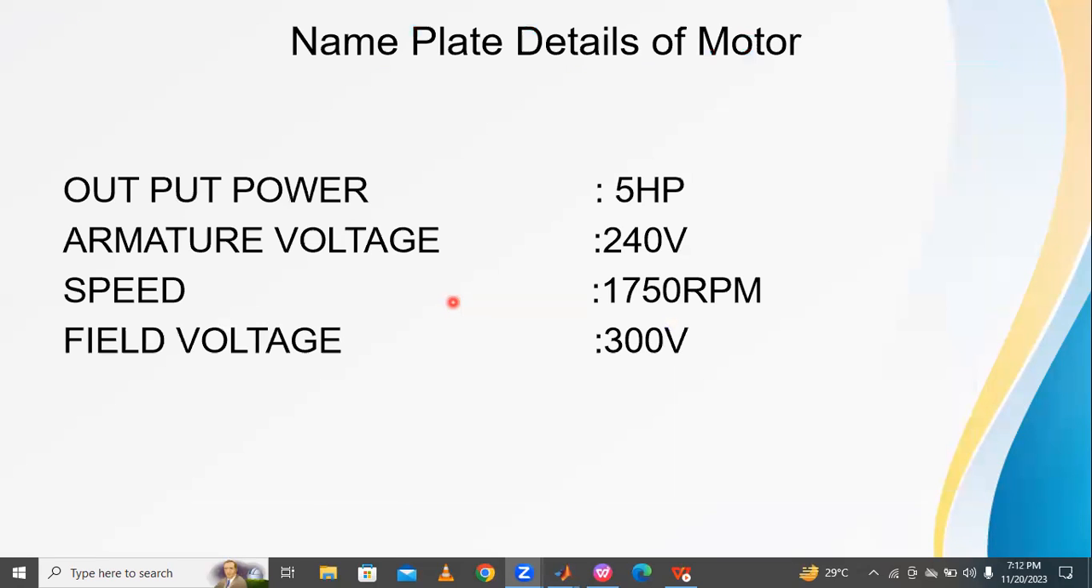Next, the nameplate details of the DC shunt motor in MATLAB; we have to choose like this. The output power of the DC machine, that is the motor, is 5 HP, the armature voltage is 240 volts, the speed is 1750 RPM, and the field voltage is 300 volts. These are the maximum rating nameplate details of this motor. So output power is 5 HP, armature voltage 240 volts, speed 1750 RPM, field voltage 300 volts. This type of motor we have to choose in MATLAB Simulink.